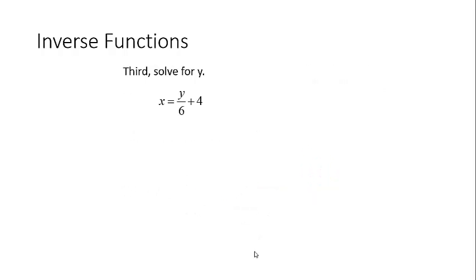Now the next step is you solve for y. So here's what I had done in the previous slide. I had switched x and y. So now I'm going to solve for y. I'm going to isolate this term here. That means get rid of the 4. So I have to subtract 4 on each side of the equation, and this becomes x minus 4 is equal to y over 6.